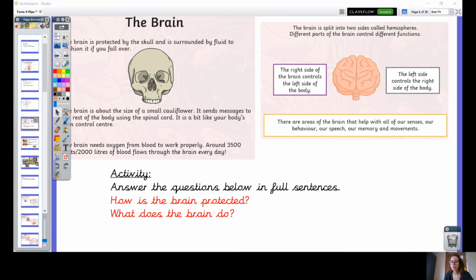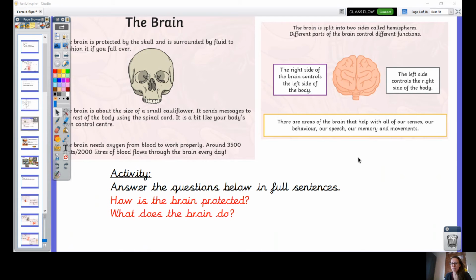The brain is split into two sides called hemispheres. Each part of the brain controls different functions. The right side of the brain controls the left side of the body, and the left side of the brain controls the right side of the body. That's funny, that, isn't it?